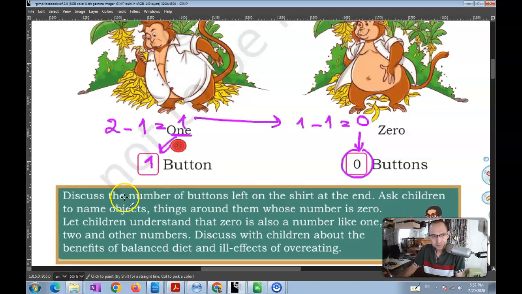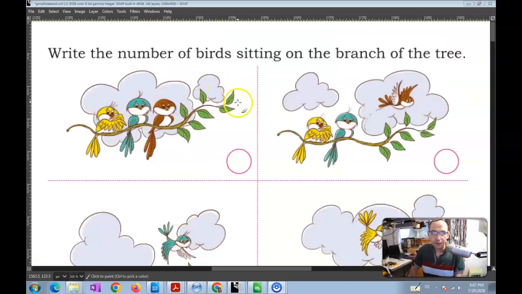Okay, now again we have the same type of situation over here, meaning it's a model for subtraction. And so it says write the number of birds sitting on the branch of the tree. So we have 1, 2, 3 birds over here, right? Now one of them flies away, so that means we had 3 birds and one of them flies away, which means what remains is 2 birds. So I can write 3 minus 1 is equal to 2, right?